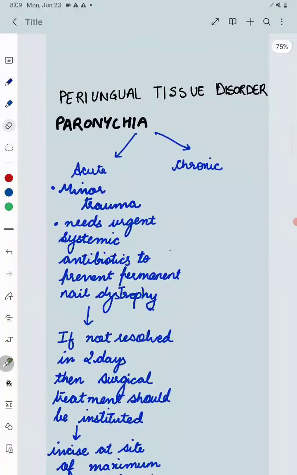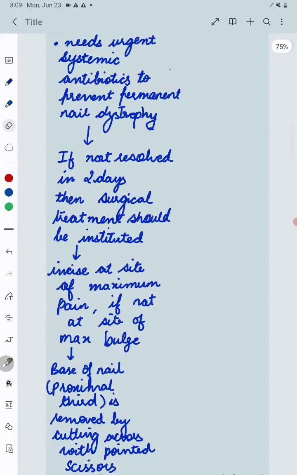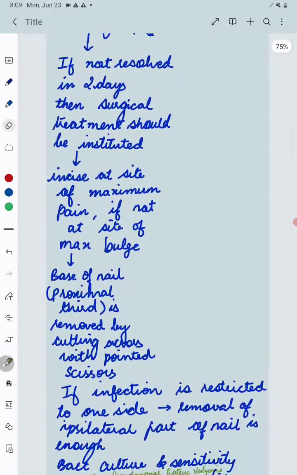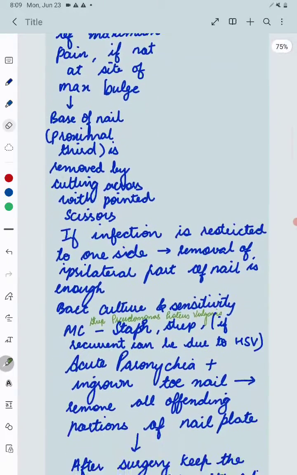Paronychia can be acute or chronic. Now acute paronychia is seen with minor trauma. It needs urgent systemic antibiotics to prevent nail dystrophy. If it is not resolved in 2 days, then surgical debridement should be done. Incise at the site of maximum pain or at the site of maximum bulge, and then you drain the pus.